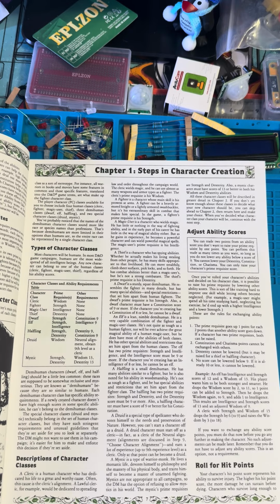He has other special abilities and restrictions that set him apart from the human classes. The elf has 2 prime requisites, strength and intelligence, and the intelligence score must be a 9 or more. If the character you're creating has an intelligence of 8 or less, he cannot be an elf.